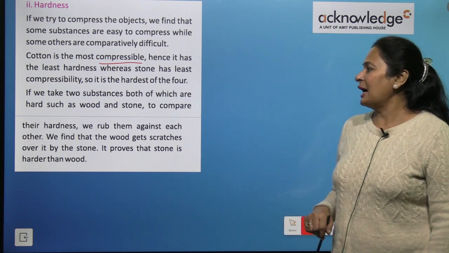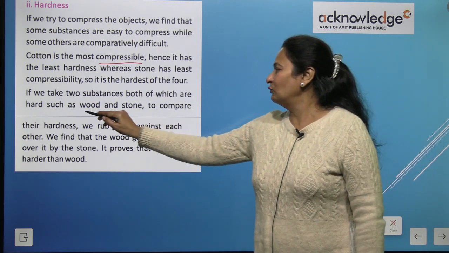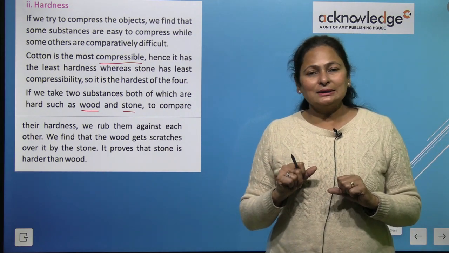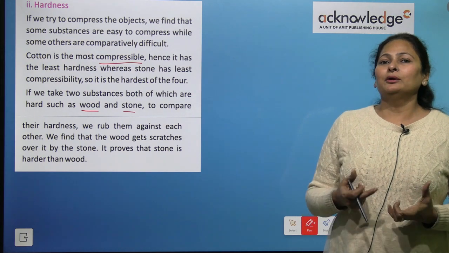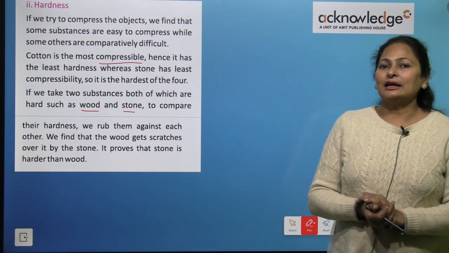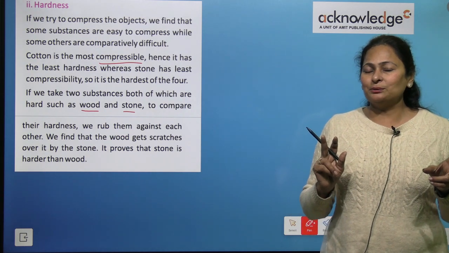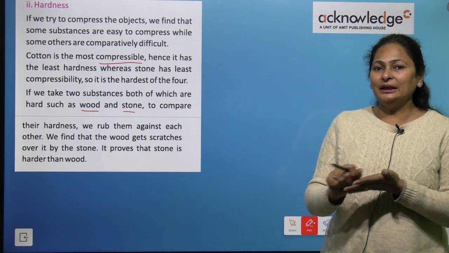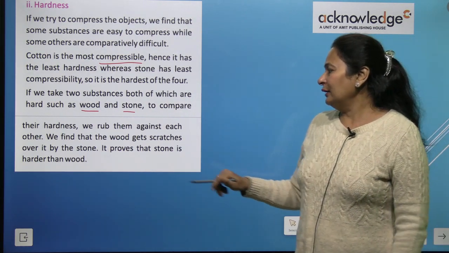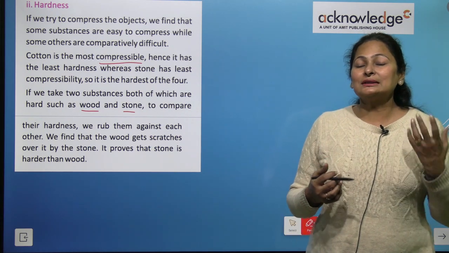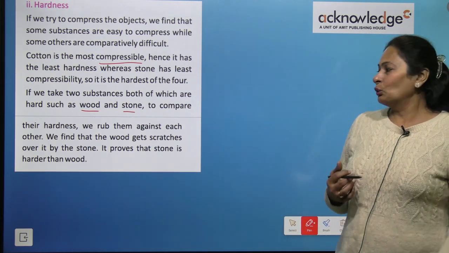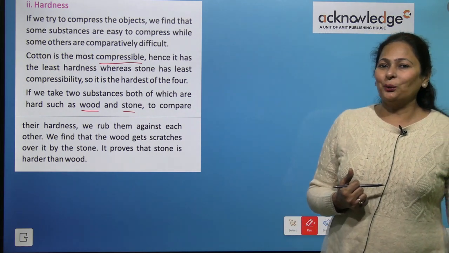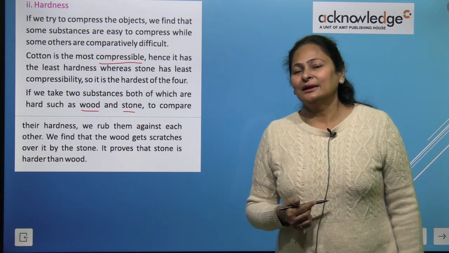If we take two substances, both of which are hard, such as wood and stone, both are the hard materials, right? If you press it, you won't be able to press it, right? But what happens if you have two hard materials with you? How you can identify which is more harder, right? You rub these two materials together and you will get the scratches on wood, right? So wood is not as much hard as stone is, right? Have you understood, kids? Very good.